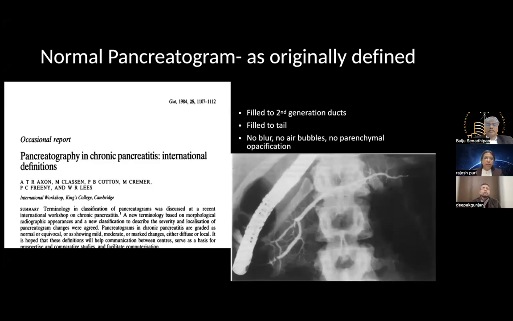Cambridge in London. The first pancreatogram was taken, and they defined that a normal pancreatogram is filled up to the second generation of duct. It fills up to the tail of the pancreas, and there should not be any blurring, no air bubble, no parenchymal opacification. Because if you do a parenchymal opacification, the risk of acute pancreatitis is very high.